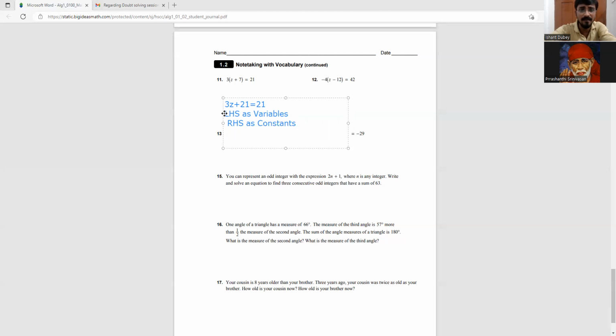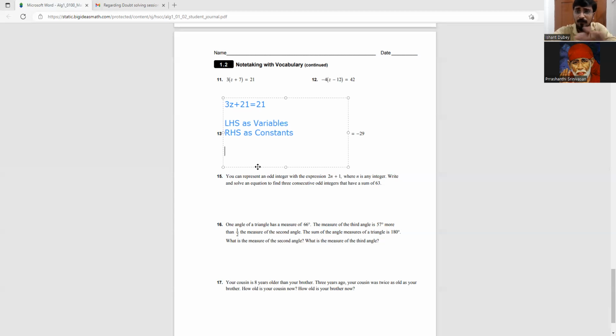Can you tell me, in this equation, what is the left-hand side actually? Left-hand side is 3z plus 21. Yeah, very good. So I need only variables on the left-hand side. If I ask you what is the constant on the left-hand side, can you tell me? Constant is 21. Very good. So I don't want the constant on the left-hand side.